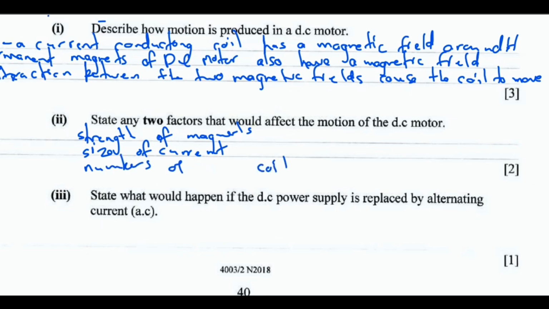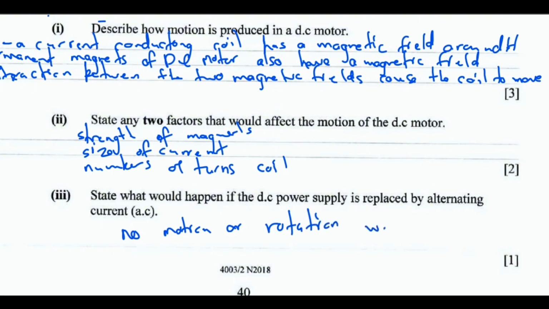State what would happen if the DC power supply is replaced by alternating current. Remember that the DC supply gives energy moving in one direction. So if we replace it by current that keeps alternating or changing, it means that there will not be any movement, because one time it is going in one direction, the next moment it changes. So automatically there's going to be no motion or rotation. No motion or rotation will occur.